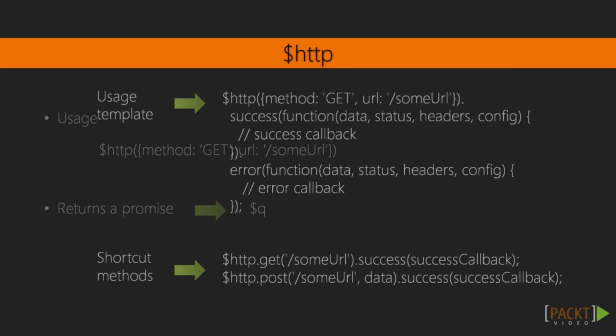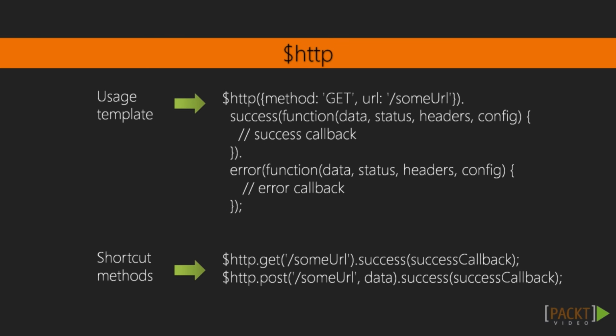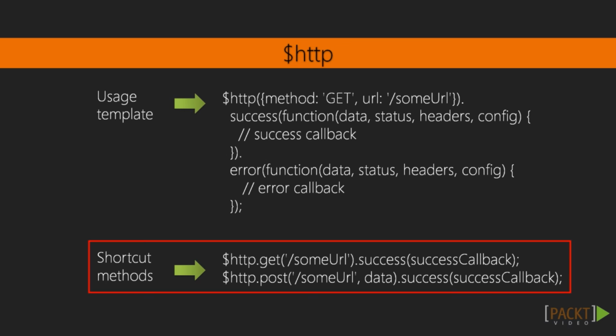Let's take a look at a template for a usual HTTP request. The success and error callbacks will be called asynchronously when the response is available or when the server returns a response with an error status. Also, if you're feeling lazy, shortcut methods are available. They look like this.